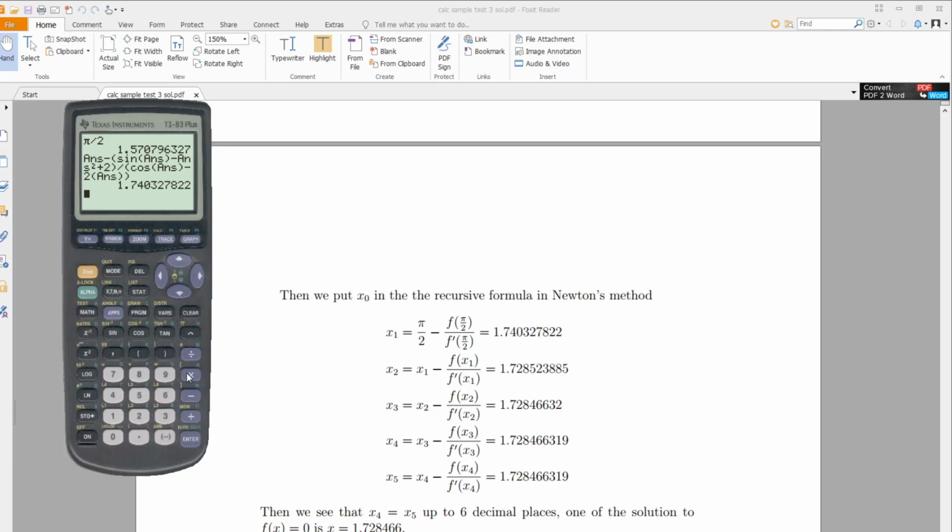What does all of that mean? If you want to find x2, just click enter again. x3, click enter again. x4, x5, x6, so on and so forth. You can do this for as many x as you like. In this case, the moment that we see that two of the values have the same 6 decimals, we stop, because that's what they are asking for. They are asking for the solution up to 6 decimal places.